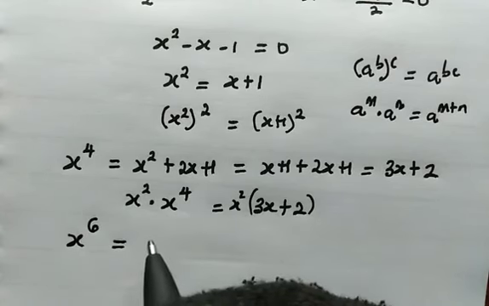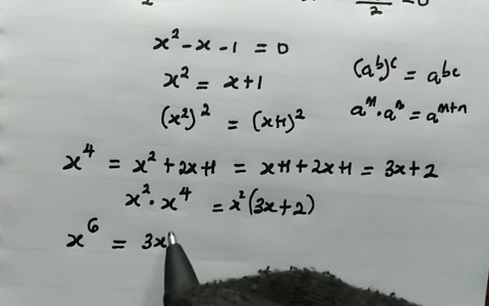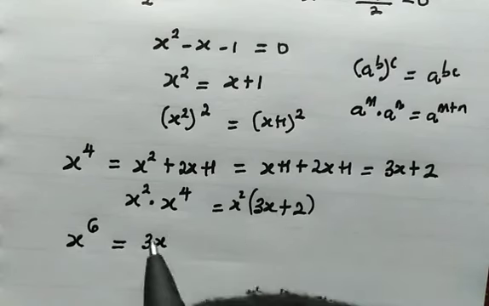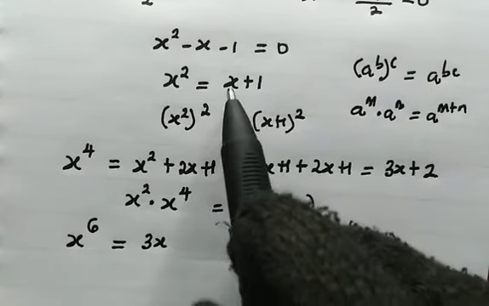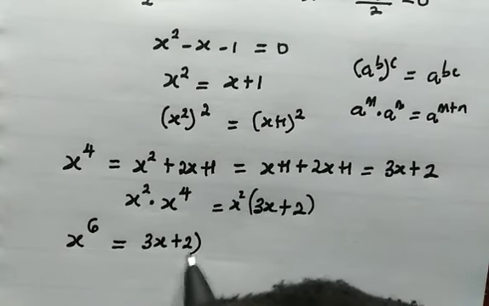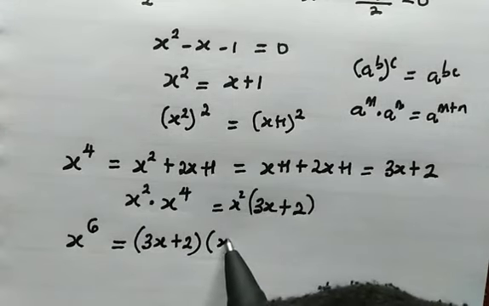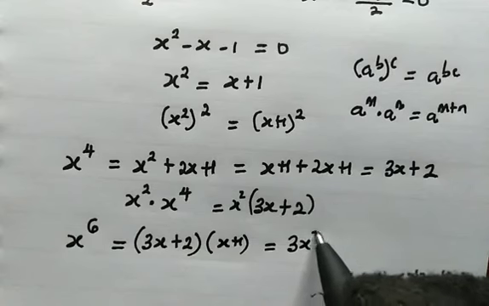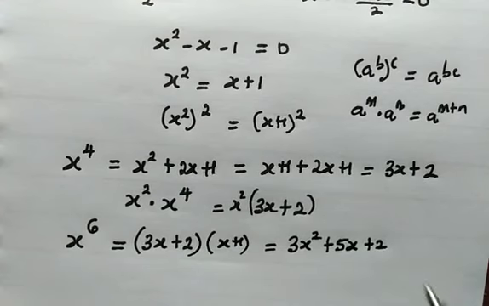Then this will be equal to, opening this bracket, we get 3x squared. Now x squared is already given as x plus 1, so let us make use of x plus 1 instead of x squared. So we have here 3x plus 2, then multiplied by x squared. x squared is x plus 1. So here we have x plus 1. Now expanding this, we get 3x squared plus 5x plus 2.